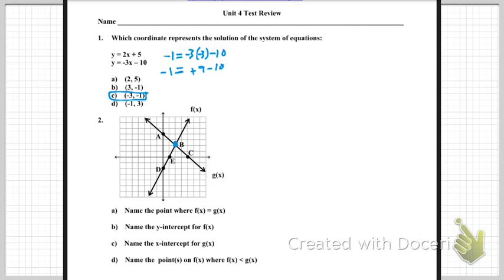So where these two are equal to each other is B. The y-intercept for f of x is D. The x-intercept for g of x is C. In the points where f of x is less than g of x, f of x is less than g of x here. So it'd be D and E.